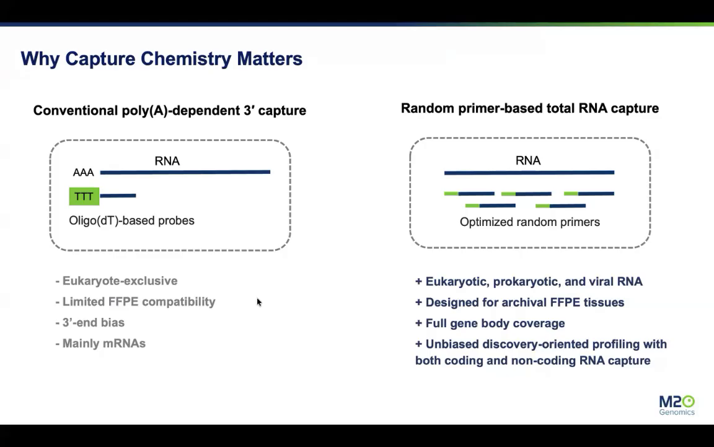It's also worth mentioning that some spatial platforms have already addressed the FFPE challenge by using targeted probe panels. And although these approaches can improve detection of selected transcripts, because they rely on predefined targets, this means that they're also limited in terms of discovery. With random priming, since we're taking a different approach, we not only improve detection in challenging samples, but we also expand the range of biological questions that we can address.